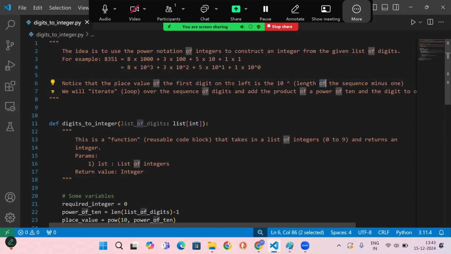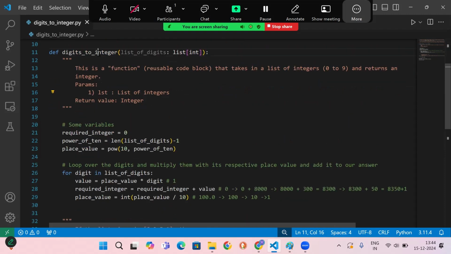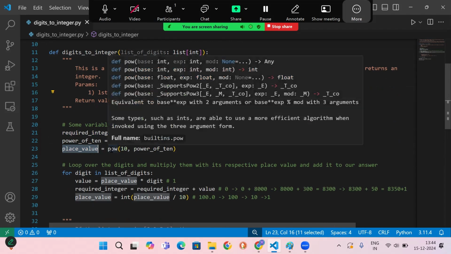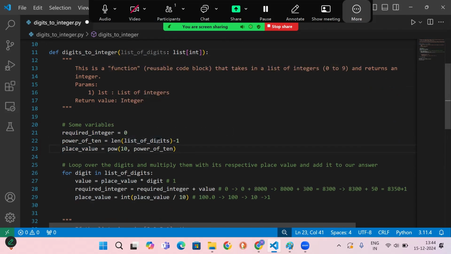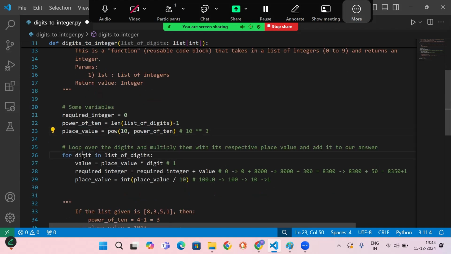And this power decreases by a factor of 10. So 10 cubed, 10 squared, 10 to the power 1, 10 to the power 0. So we'll iterate over this list and build our integer by exploiting this value. I'll show you how. This is the function, which takes in a list of integers. This is the required integer, which we'll build over time. The power of 10 is initially set to length of digits minus 1, and place value will be set to this, 10 cubed, basically. So we start with the first digit.